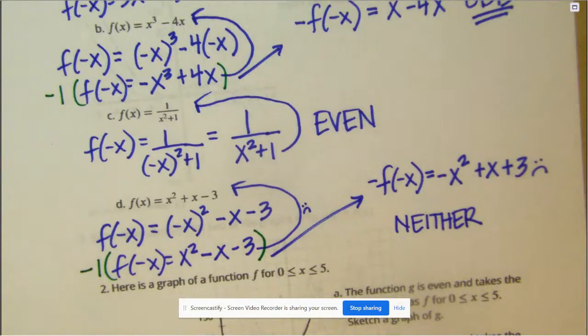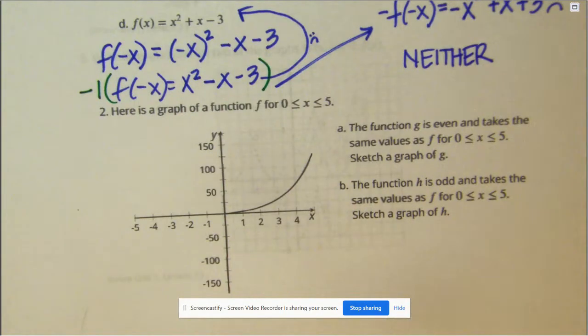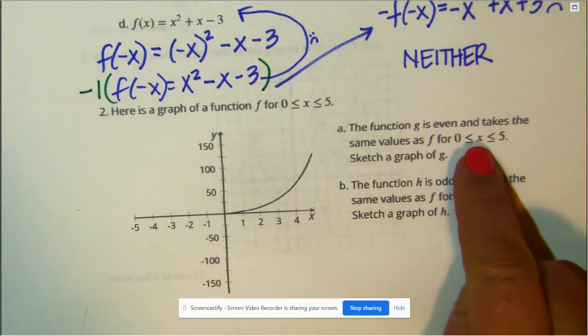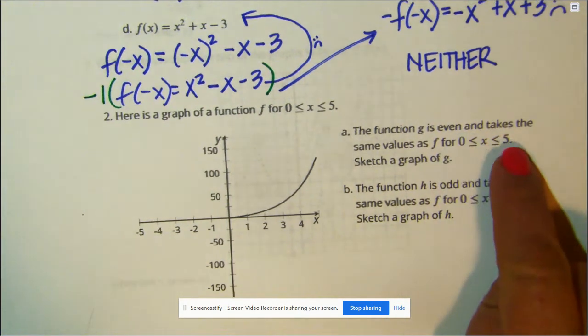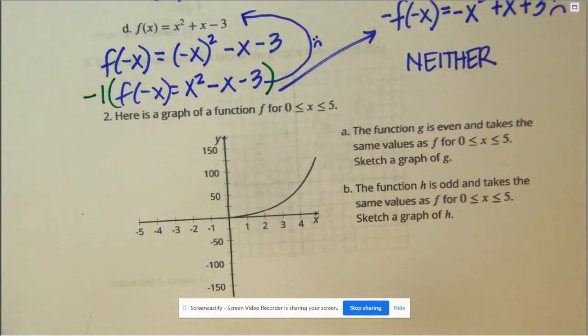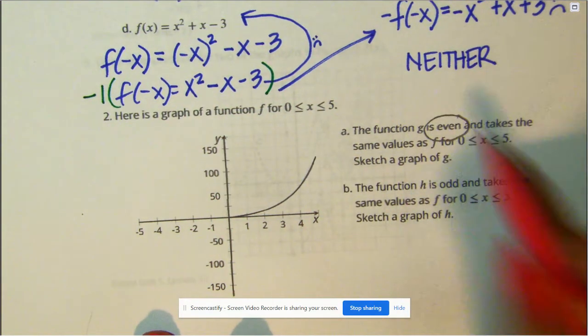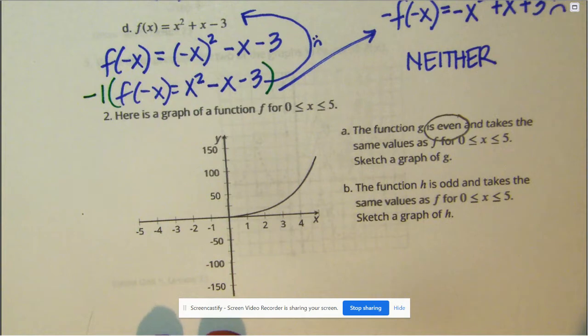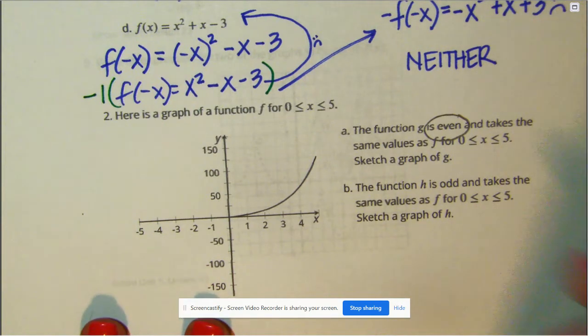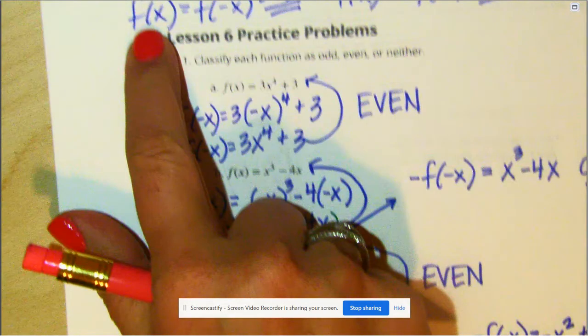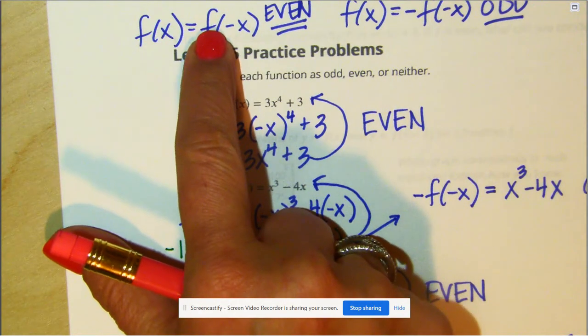All right, number 2. Here's a graph of the function f for x greater than or equal to 0 and less than or equal to 5. A, the function g is even and takes the same values as f for x greater than or equal to 0 and less than or equal to 5. Sketch a graph of g. If this is even, then all I'm going to do is switch my inputs. When it's even, the original function is equal to f of negative x.